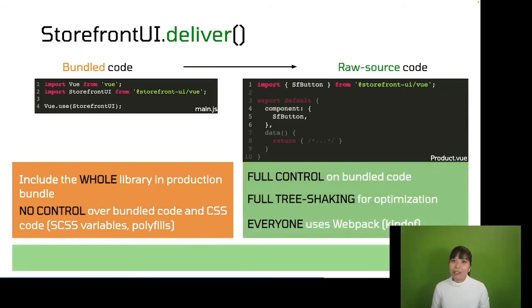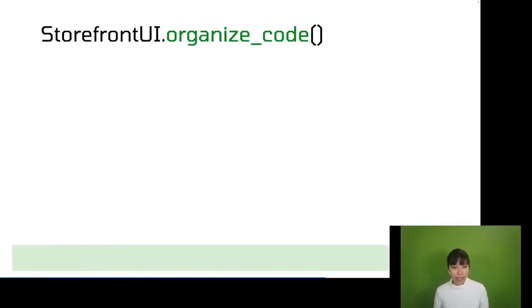Well, the good news is that we trade off with full control of the bundle code, full tree shaking, everything, including the web applications. There's no extra piece that you don't want in there. And nowadays, most applications are developed with some sort of bundle management tool like Webpack or Vite and so on. So the next aspect is how we organize code, because we want to attract contributors.